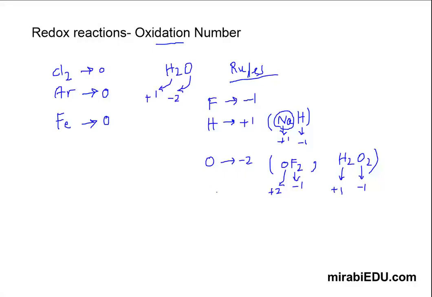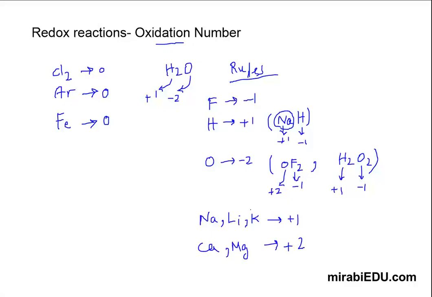Other rules we have for oxidation number is that, for example, first group elements like sodium, lithium and potassium usually will be +1, because they want to lose 1 electron, and second group elements like calcium, magnesium will be +2.